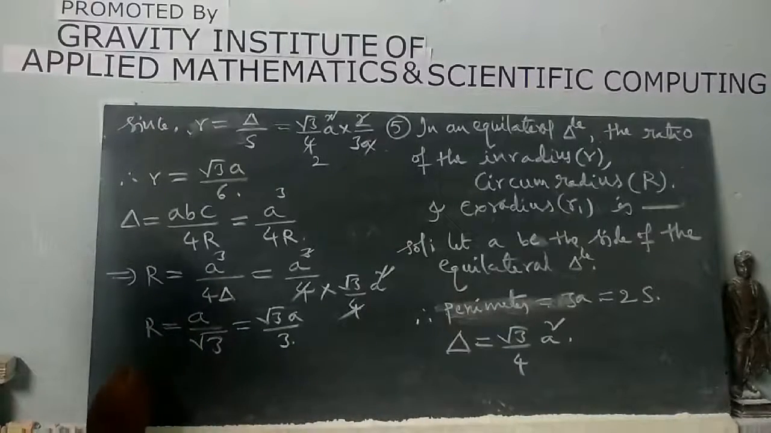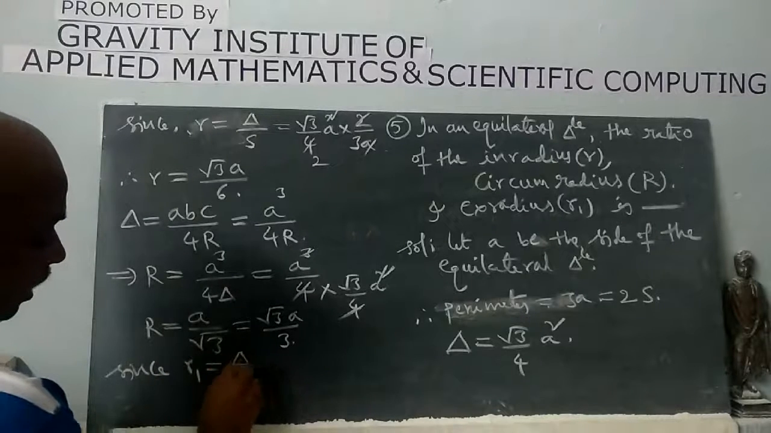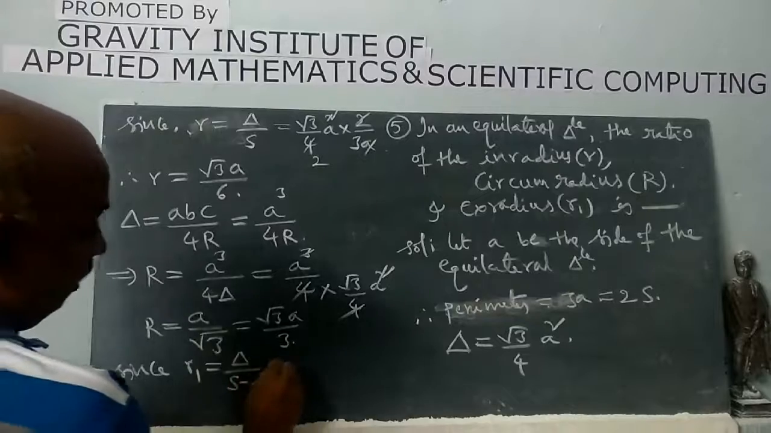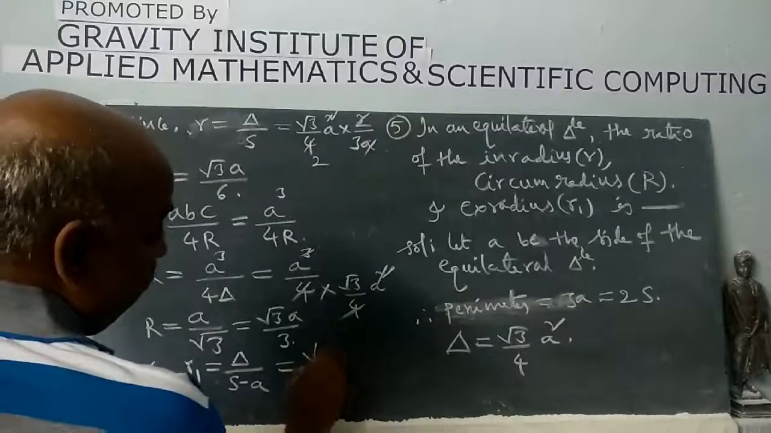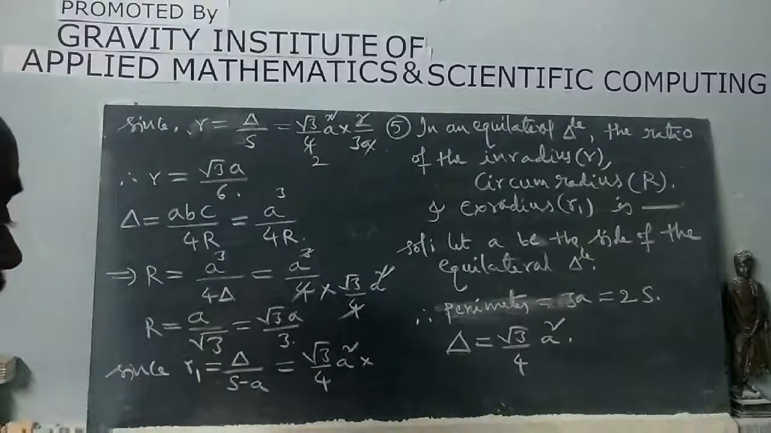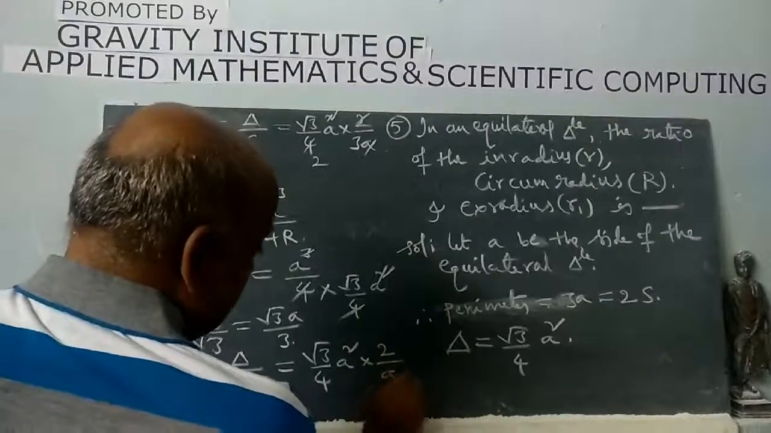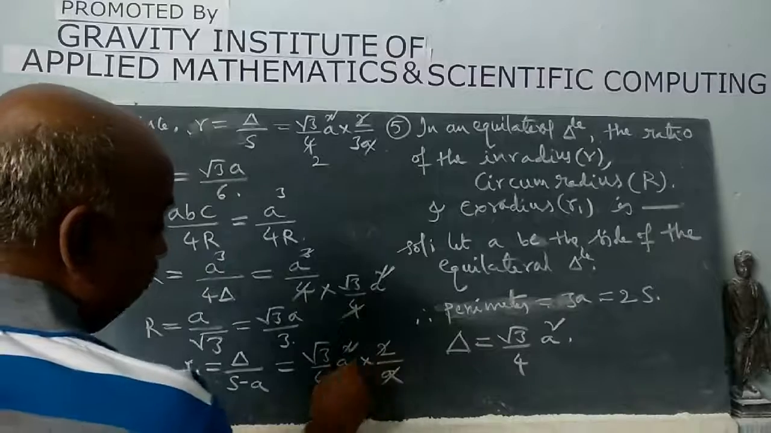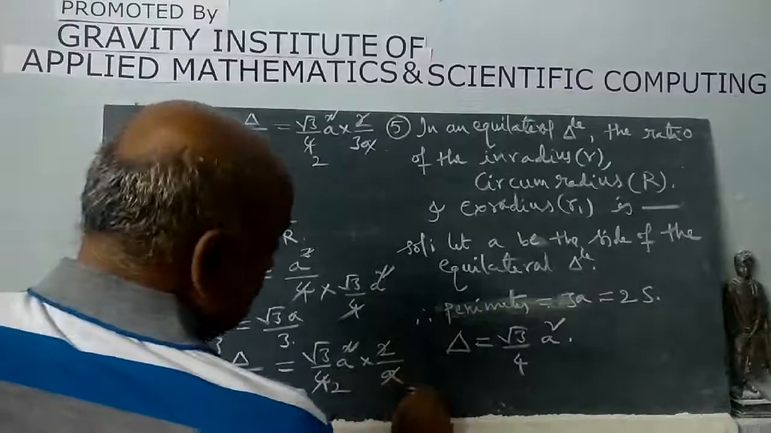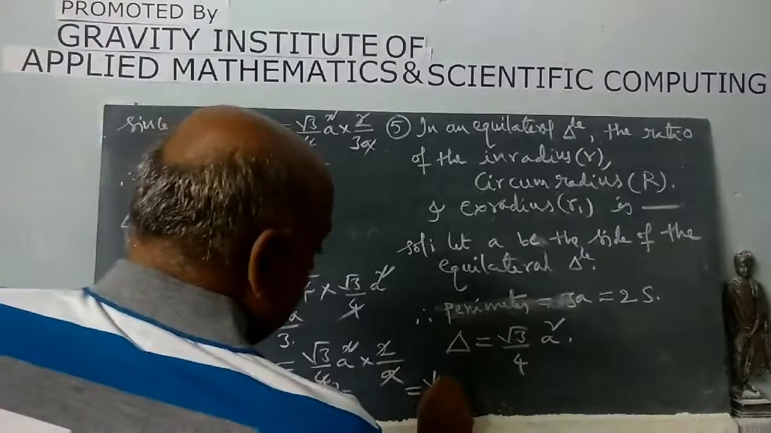Next, exradius. Since r1 is equal to delta by s minus a. This is equal to root 3 by 4 a square into 1 by s minus a. The value of s minus a is a by 2, so 2 by a. The 2a gets cancelled. So this is equal to root 3 a by 2.